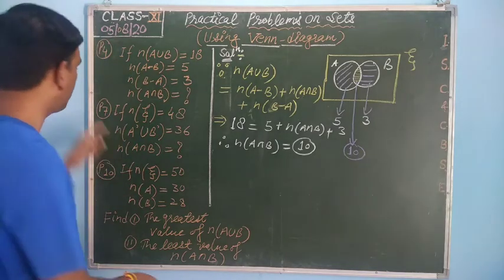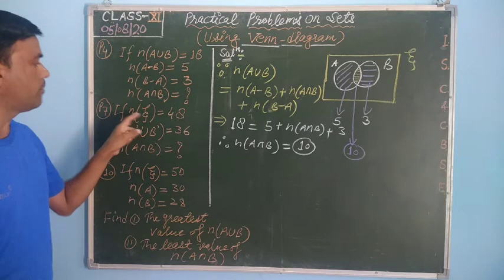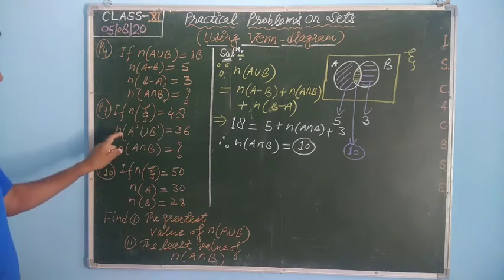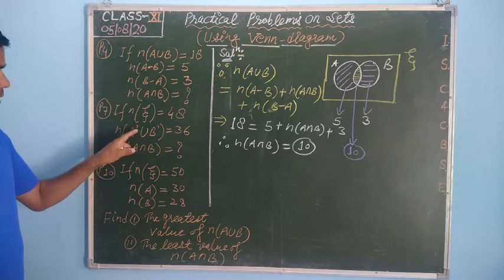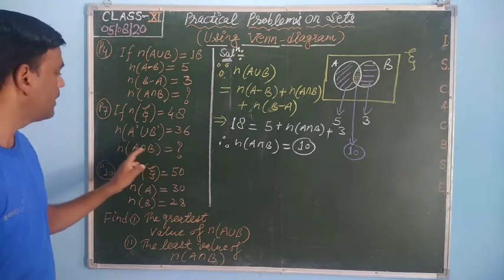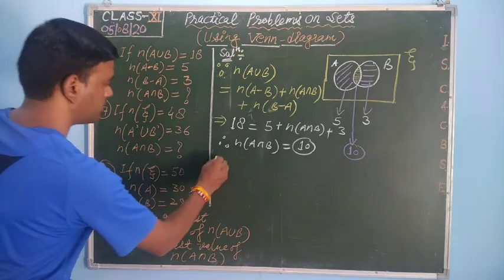Similarly, the second problem is your exercise question P7, the 7th question. The number of elements in the universal set is given as 48, and the number of elements in A complement union B complement is equal to 36. Then you have to find the value of A intersection B. See students here, the solution of this P7.